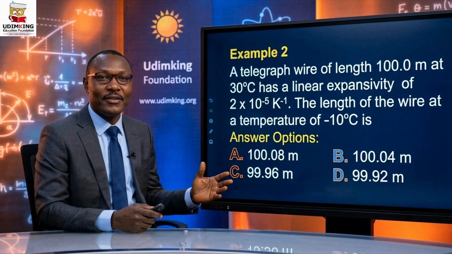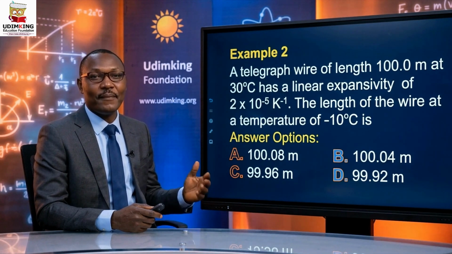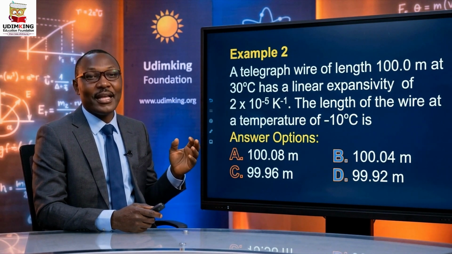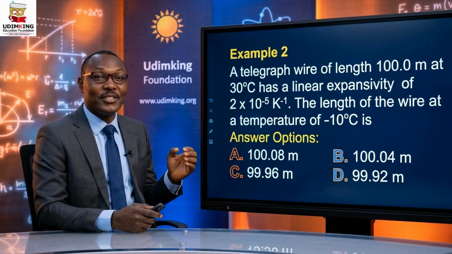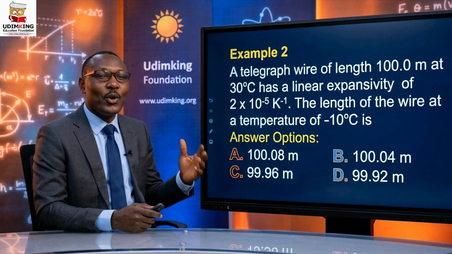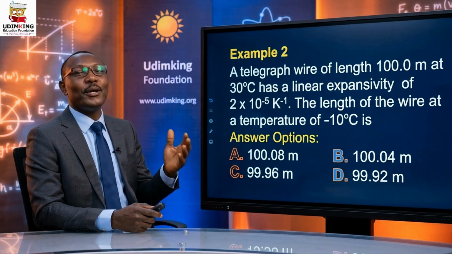to -10 degrees Celsius. Notice what is happening here. The temperature is dropping from 30 degrees down to -10. This means the wire is cooling down. So instead of expanding, it is going to contract and become shorter.